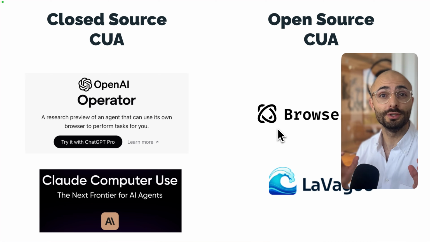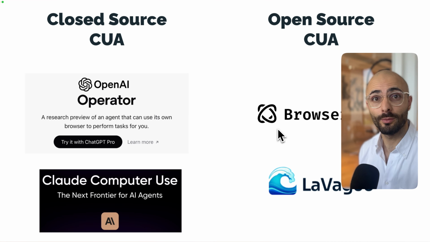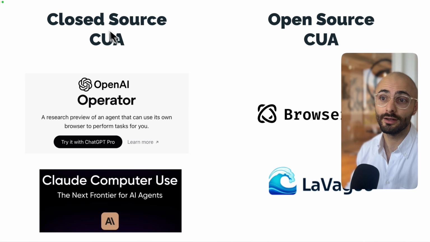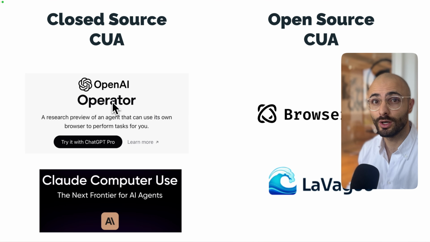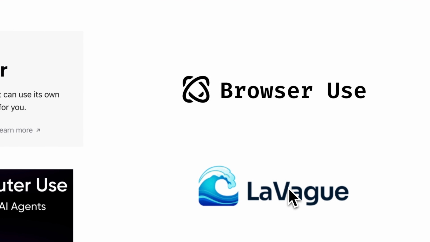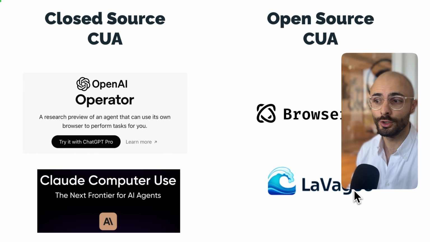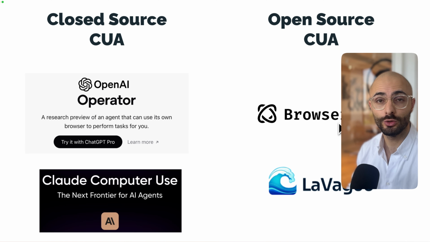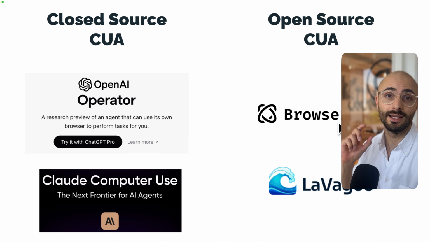So of the computer using agents that are currently available on the market, under the closed source computer using agents, we have OpenAI Operator, which is $200 a month. And then we have Claude Computer Use. That's currently free, but it's still in beta. Once that's ready, it will be a paid product. And then in the open source category, there's one called Browser Use, and Lavag is another one. Both of these are really good and they are completely free to use. All you need to pay for is the API credits for whichever vendor you're using.